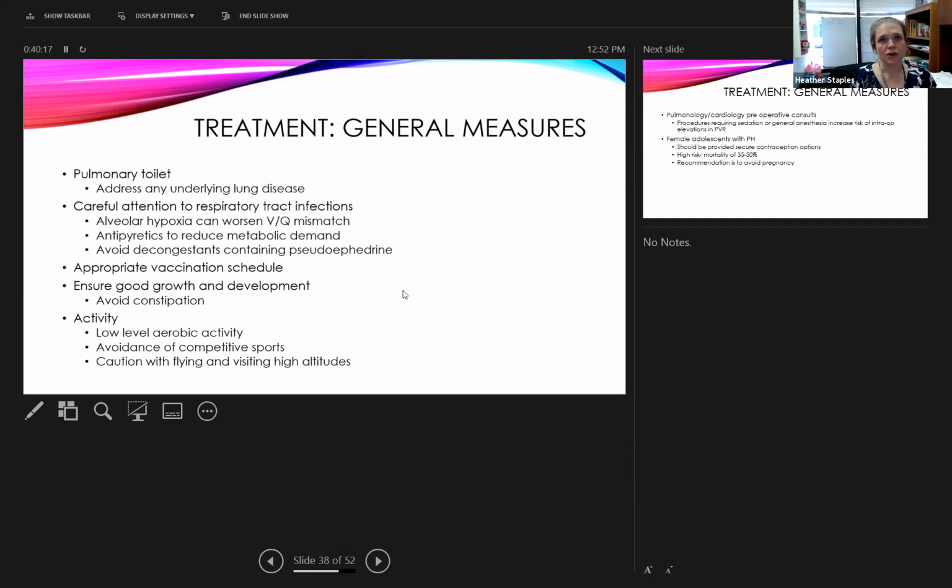So if you didn't know, the FiO2 typically in a plane is 18% versus 21% at sea level. So anybody who has pulmonary hypertension, or if you have a baby who's on oxygen, just be aware that they may need a little bit more support when they're in the air, because it is not the same oxygen percentage.